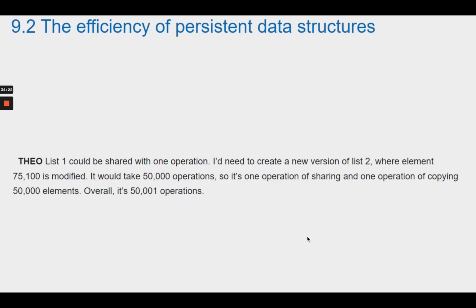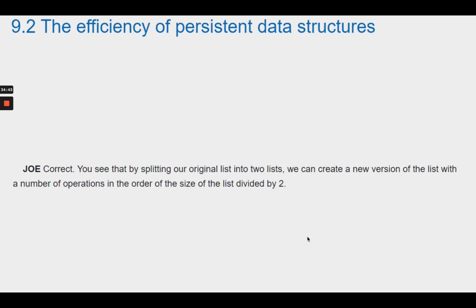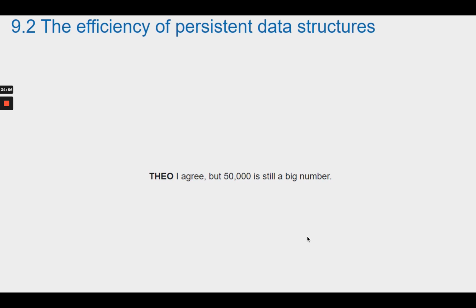Theo, list 1 could be shared with one operation. I'd need to create a new version of list 2 where element 75,100 is modified. It would take 50,000 operations, so it's one operation of sharing and one operation of copying 50,000 elements. Overall, it's 50,001 operations. Joe, correct. You see that by splitting our original list into two lists, we can create a new version of the list with a number of operations in the order of the size of the list divided by 2. Theo, I agree, but 50,000 is still a big number.